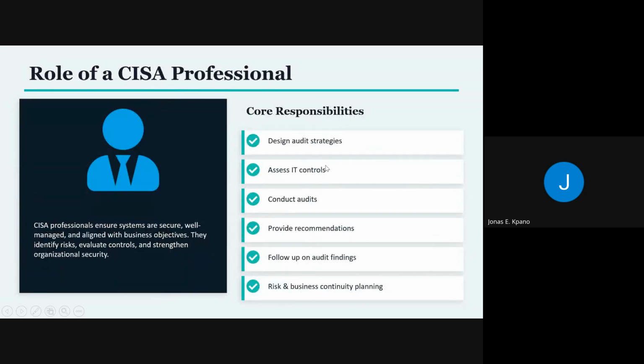So who is a CISA? CISA professionals ensure systems are secured, well managed, and aligned with business objectives. They identify risks, evaluate controls, and strengthen organizational security. Some of the core responsibilities of a CISA include designing audit strategy, assessing IT controls, conducting audits, providing recommendations, following up on audit findings, and performing risk and business continuity planning.